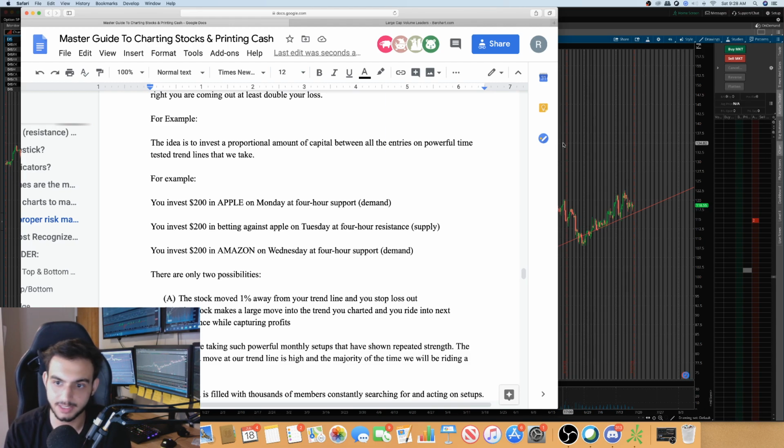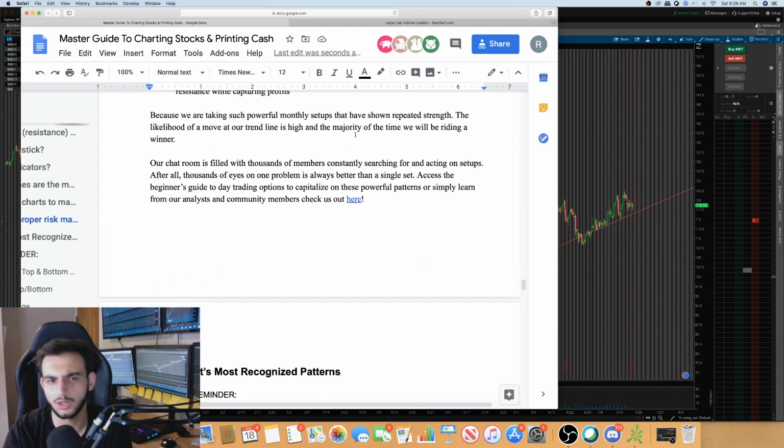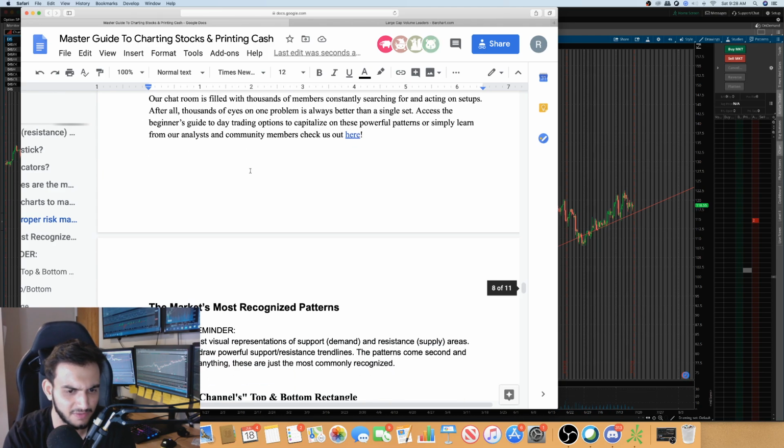It's time to leave, because it'll be a large enough move for it to be significant, right? That's all I'm explaining here: it takes such powerful monthly setups that have repeated strength. The likelihood of a move at our line is pretty high. The majority of the time, we're going to be riding a winner. But when we're not riding a winner, you're going to know that you're not in a winner, and it's just time to leave, right? This just goes on to explain the chart, but I already talked about that previously, so I'm not going to go into that.